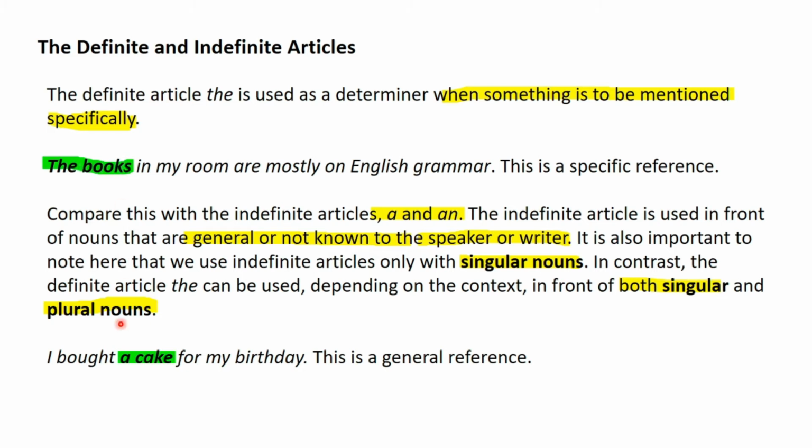But when I say, I bought a cake for my birthday, this is a general reference. This could be any cake that has been bought for my birthday. Another distinction between the definite and the indefinite articles is that the definite article can be used with both singular and plural nouns, whereas the indefinite articles are used only with singular nouns. As in this case, the books is a plural subject, whereas in this example, a cake is a singular subject.